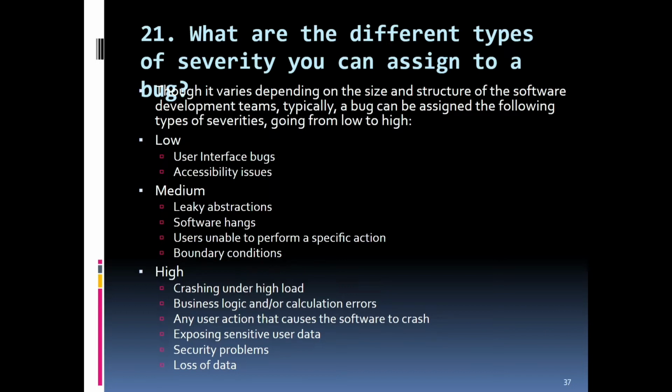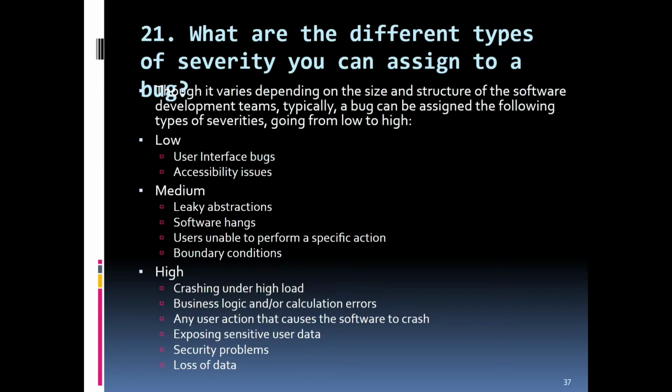What are the different types of severity you can assign to a bug? It varies depending on the size and structure of the software development team, and typically a bug can be assigned the following types of severities, going from low to high. For low level, user interface bugs and accessibility issues can come under low level. And then for medium, you can find leaky abstractions.